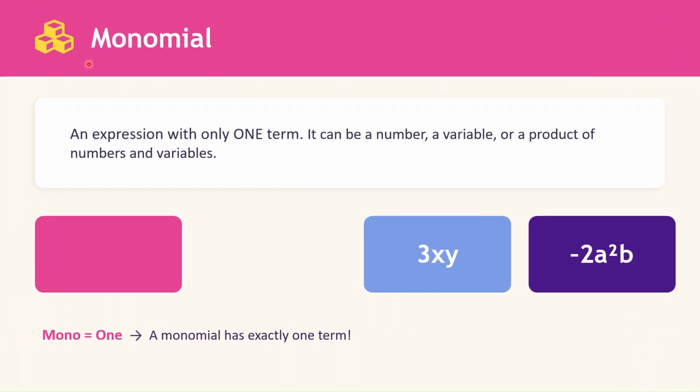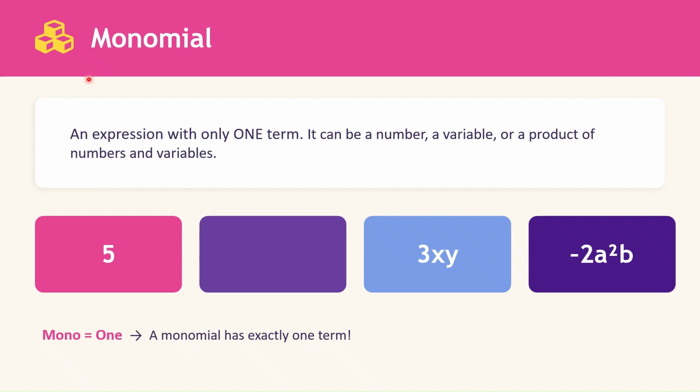Now let us look at the types of algebraic expressions, starting with monomial. The prefix mono means 1. A monomial is an expression that has exactly one term. Here are some examples. 5 is a monomial, it is just a single term. x is a monomial, it is just a single variable. 3xy is also a monomial, even though it has a number and 2 variables. They are all connected by multiplication, so it counts as one term.